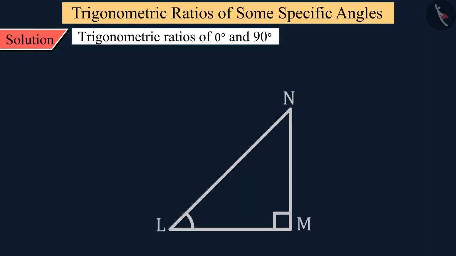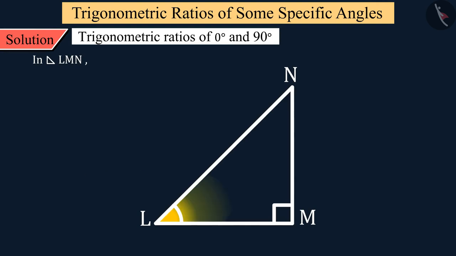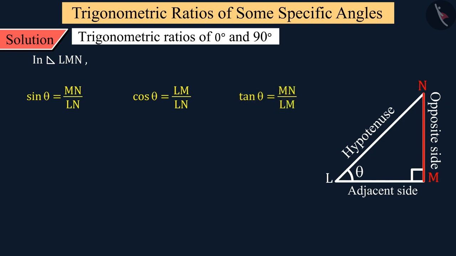We know that Rahul has a right-angled triangle LMN, where angle L is an acute angle. Suppose its value is theta. We calculate the value of sine theta, cos theta, and tan theta with the help of the right-angled triangle LMN. Then we get the value of sine theta as MN upon LN. The value of cos theta is LM upon LN. And the value of tan theta is MN upon LM.